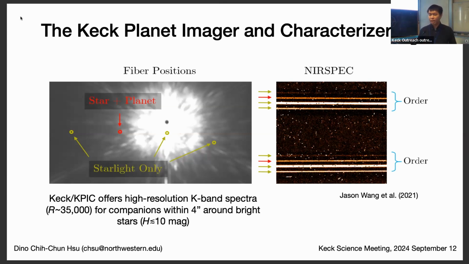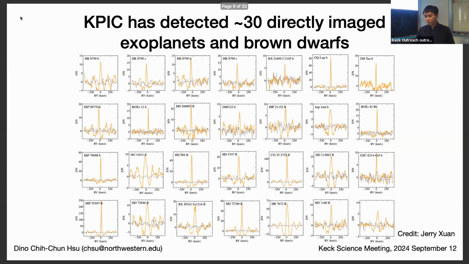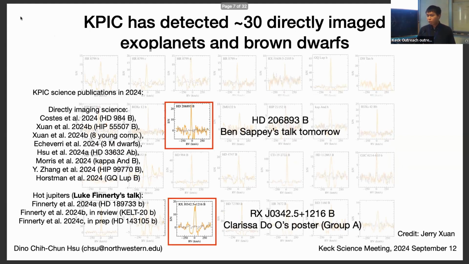And we also have YJH band and L band capability with the recent LFC-CON. And KPIC has a lot of detections already in terms of direct imaging. It's about 30 low mass companions that includes benchmark brown dwarfs and also gas giant exoplanets. And just in 2024, we have a lot of papers published or accepted. On the direct imaging side, there's a lot of benchmark systems in addition to the abundance survey by Jerry Xuan. And in hot Jupiters, we just heard Luke's talk, and the very last line is not in prep, it was submitted this morning.